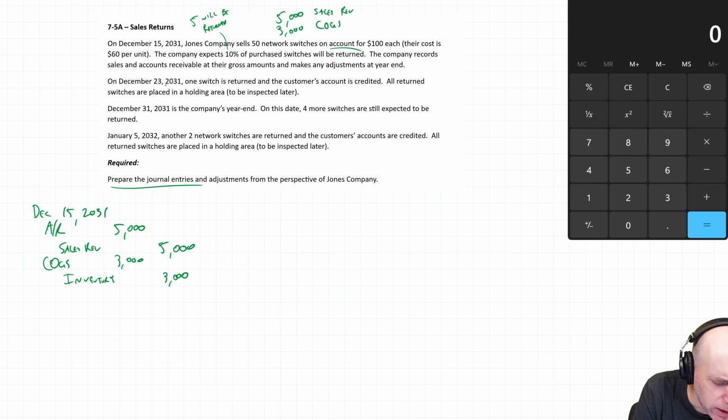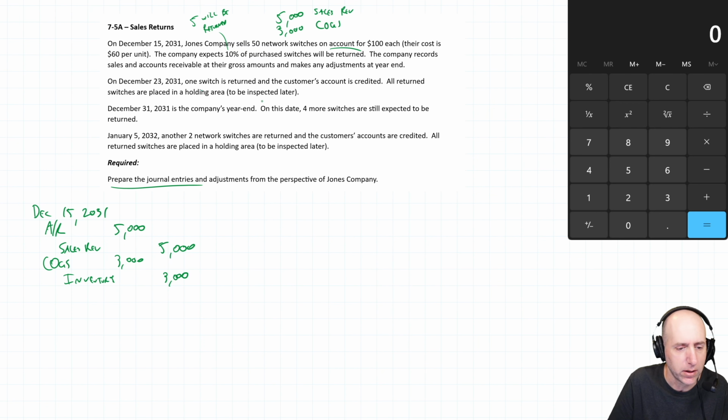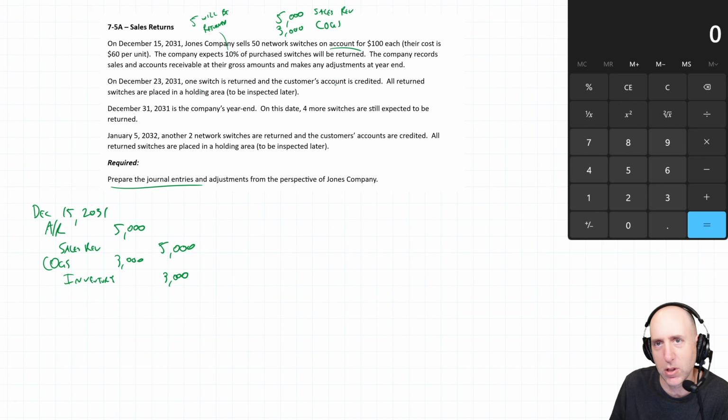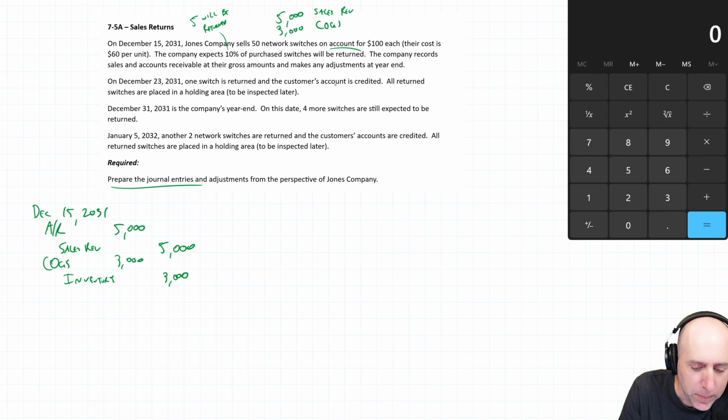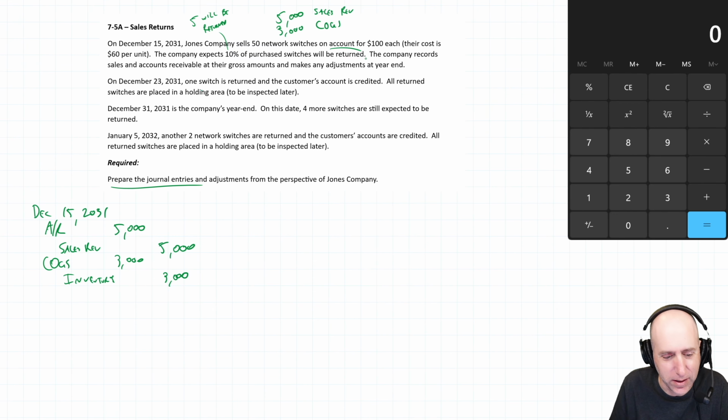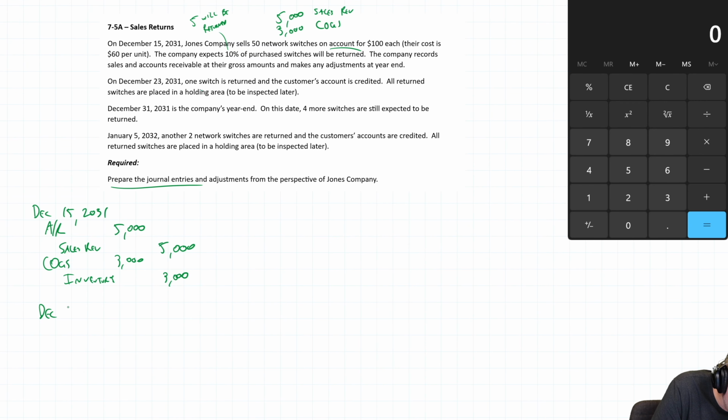On December 23rd, one switch is returned and the customer's account is credited. All returned switches are placed in a holding area to be inspected later. Let's deal with the first part, which is the customer brings back the switch and we say, you don't have to pay for that one. So we're essentially refunding them, but they didn't pay cash, so we're just crediting their account. So on December 23rd, I credit AR. I'm not going to collect on that one switch that cost $100, so $100 is not coming to me.